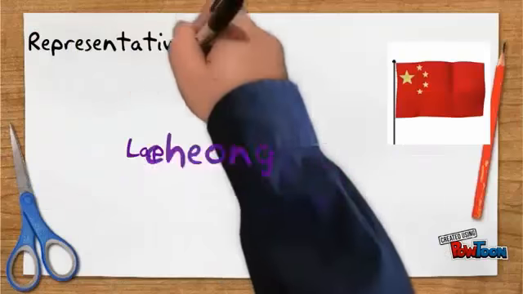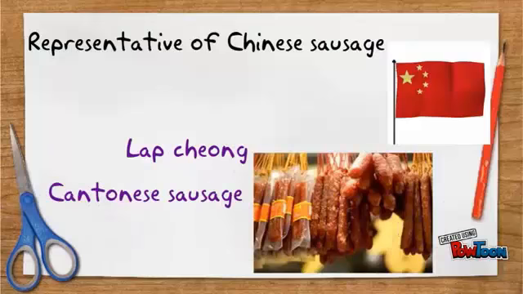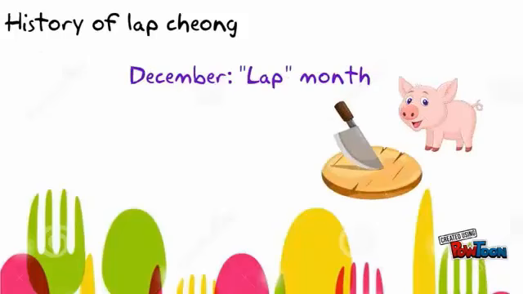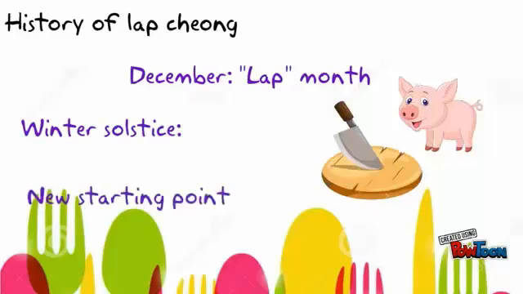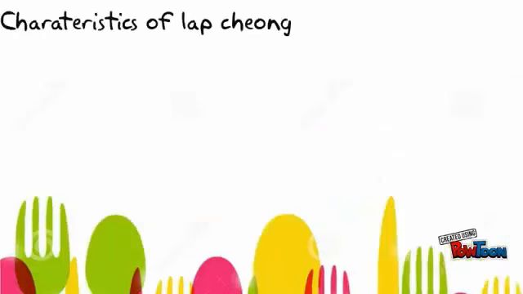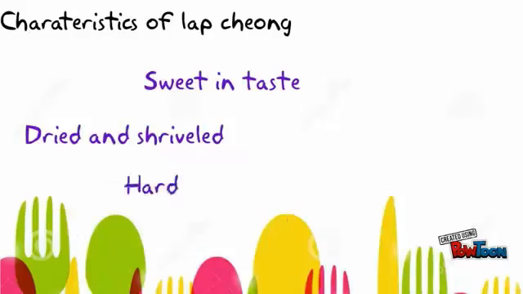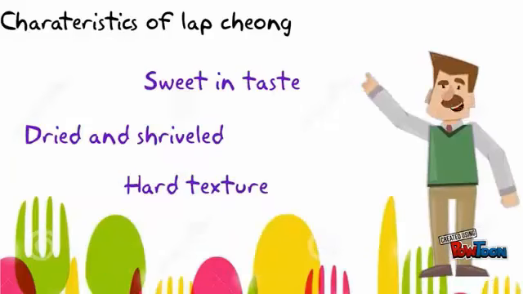The representative of Chinese sausage is lapchan. It is also called Cantonese sausage. In the lunar calendar, December, also named as Nut Month, people slaughter pigs to celebrate the winter solstice. It is believed that winter solstice is more important than Lunar New Year because it is a new starting point of 24 solar terms. Unlike other sausages, lapchan is characterized by its special sweet taste and hard texture.